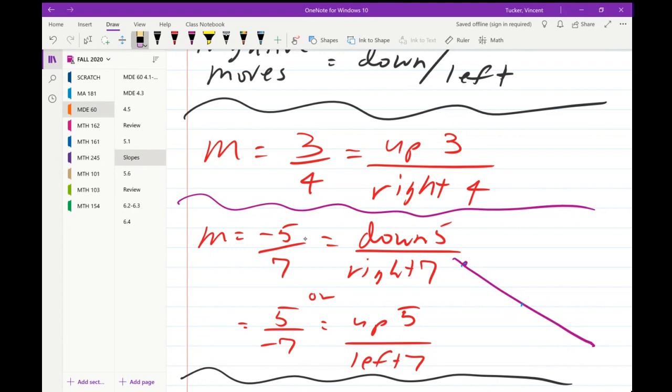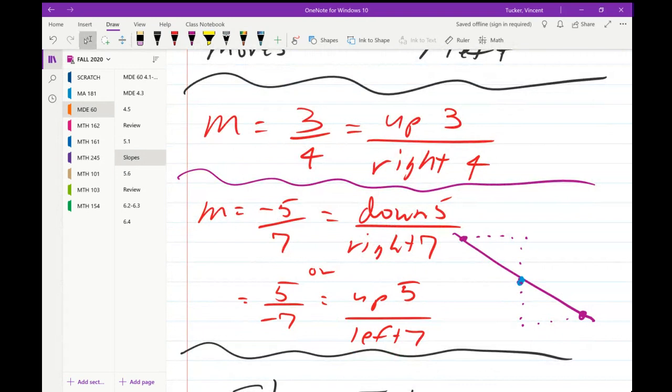So that just means you would go down 5, right 7, put you right here. But if you decide to put the negative on the denominator, that means you would have a positive 5 over a negative 7. So you would go up 5, left 7, which will still give you the same line. So either way, you will get the same line. Just remember that the negative sign cannot go to both numbers. It goes to either or. And then you will make your moves accordingly.